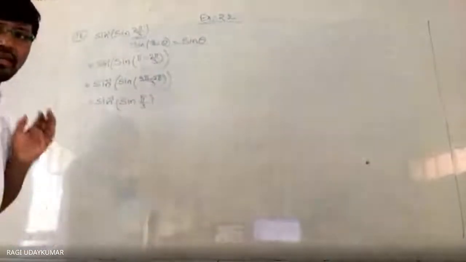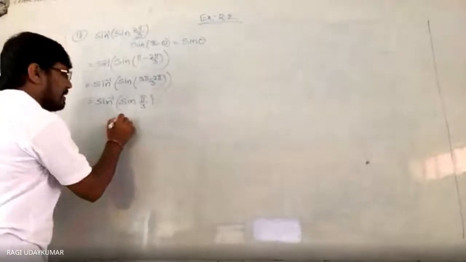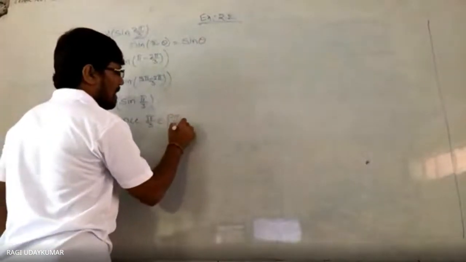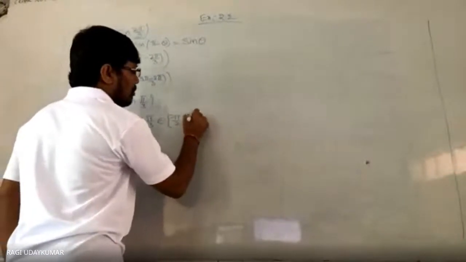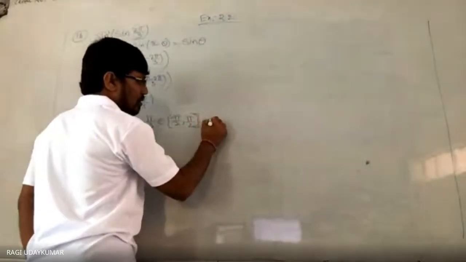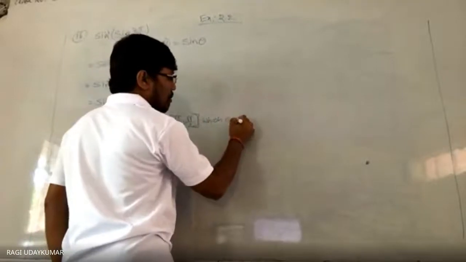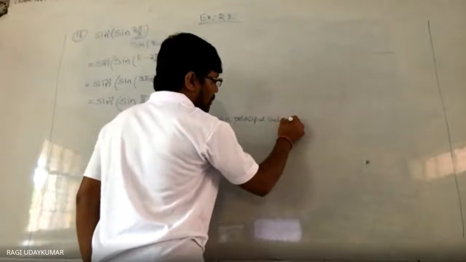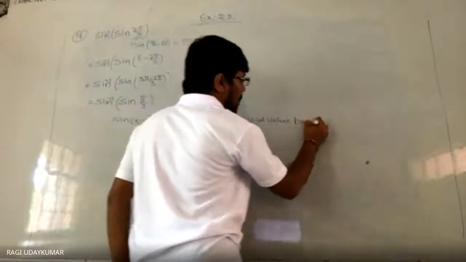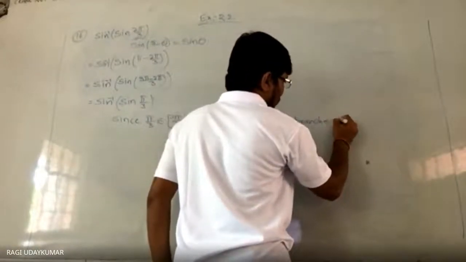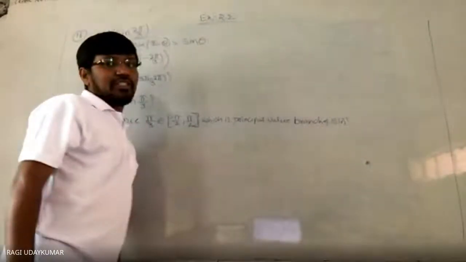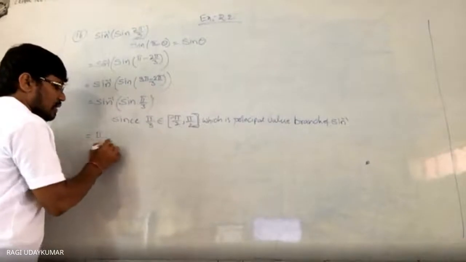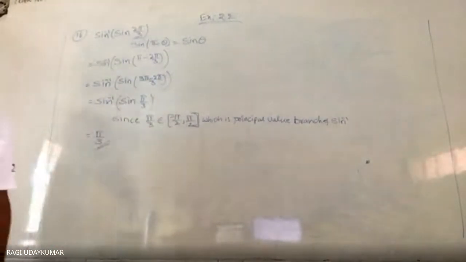Now this pi by 3 lies between, since pi by 3 belongs to minus pi by 2 to pi by 2, which is the principal value branch of sin inverse. The sin inverse function's principal value branch, it lies in that. So this is equal to pi by 3.